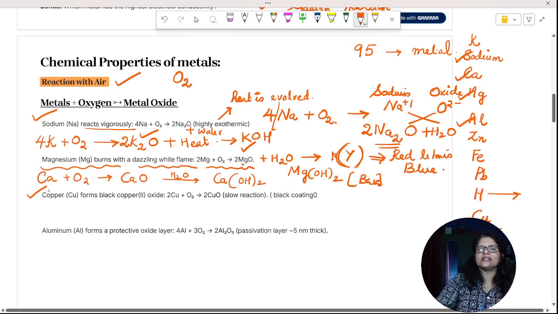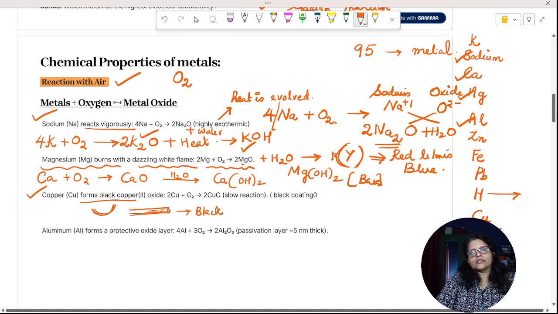And what will that be if a copper vessel is taken, or if you take a copper strip or a copper wire and show it to the flame? What will happen first is that the copper will turn black. A layer will be found at the outermost. If it is a strip, its outermost region will turn black in color. And what is that?